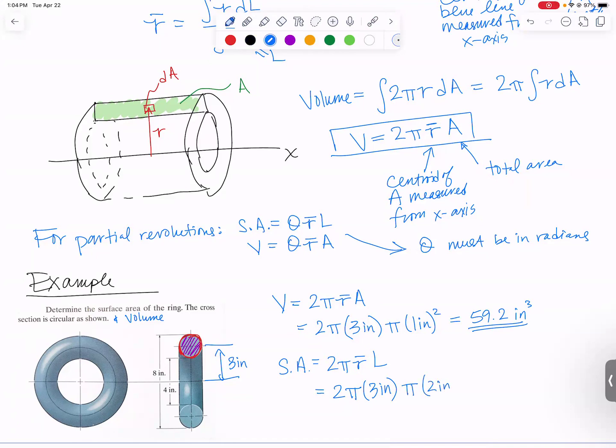The diameter of the circle is 2 inches. So there's your length. This up here was our area. And we multiply that out and we get 118 square inches. And that is how many square inches are all over the outside surface of this ring. Pretty simple. No integrals required, but we can find volumes and surface areas of revolution.